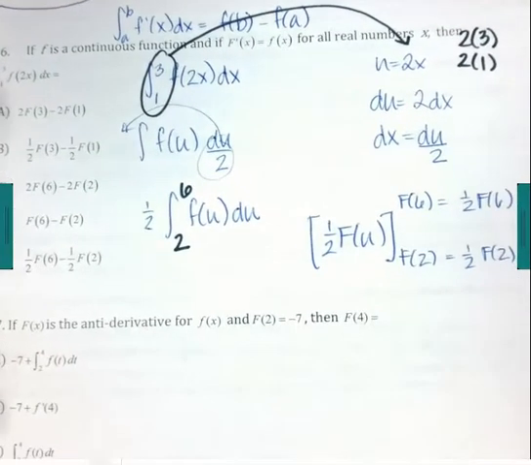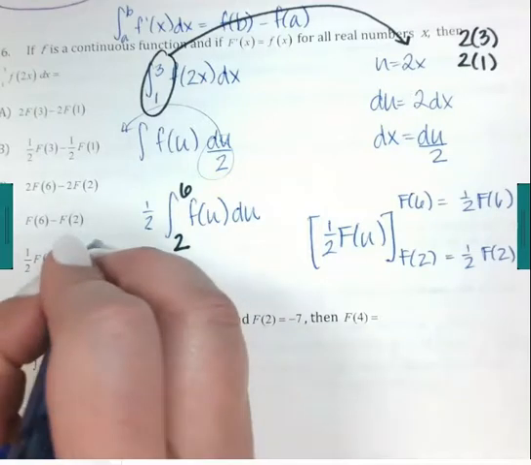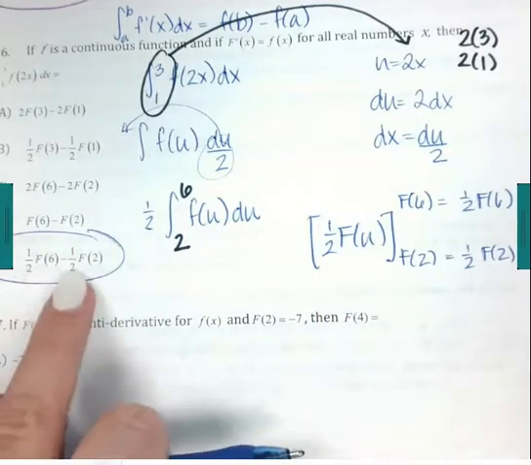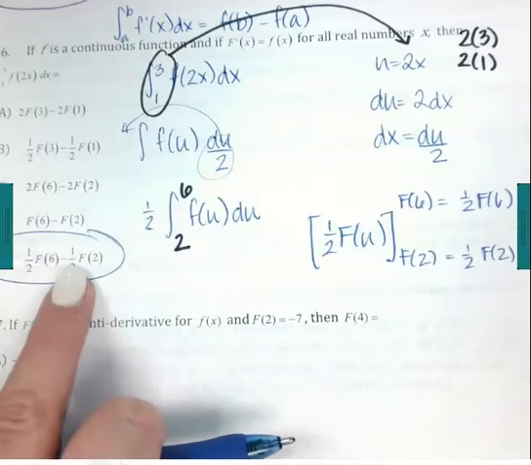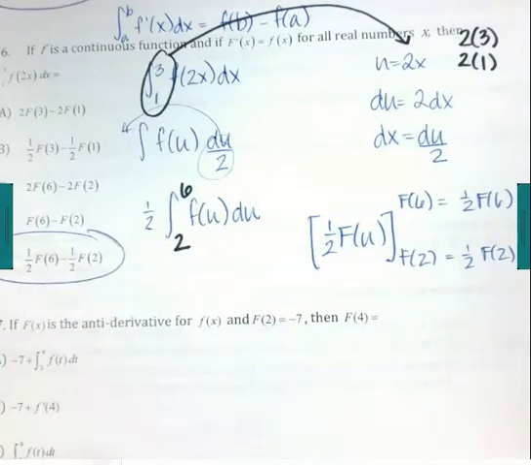And if I subtract those, which answer is going to be right? Which one? E. Because remember, I need the halves here, and then I can't use the original endpoints. I have to change them using the 2x for my u. Make sense? Okay.